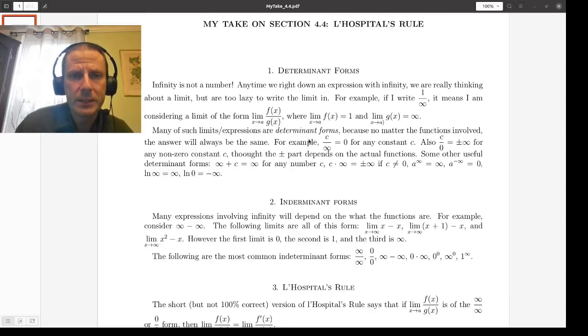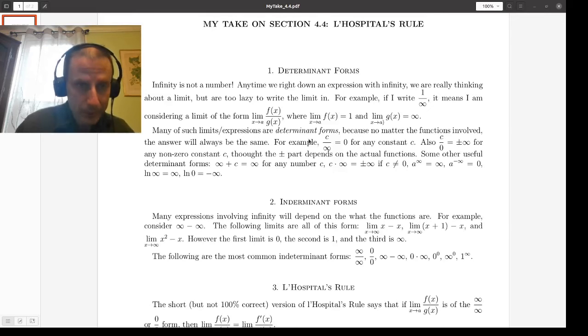So 1 over infinity is an example of what I call a determinate form. A determinate form is one where you know the answer or you almost know the answer no matter what the functions happen to be. If I have a limit of the 1 over infinity form, I know that no matter what functions gave me the limit of 1 in the top and the limit of infinity in the bottom, the answer will always be 0. And you can kind of puzzle through it. The top is getting very close to the number 1, the bottom is getting arbitrarily large, and something close to 1 over something very large is very small. Therefore, the limit is going to be 0.